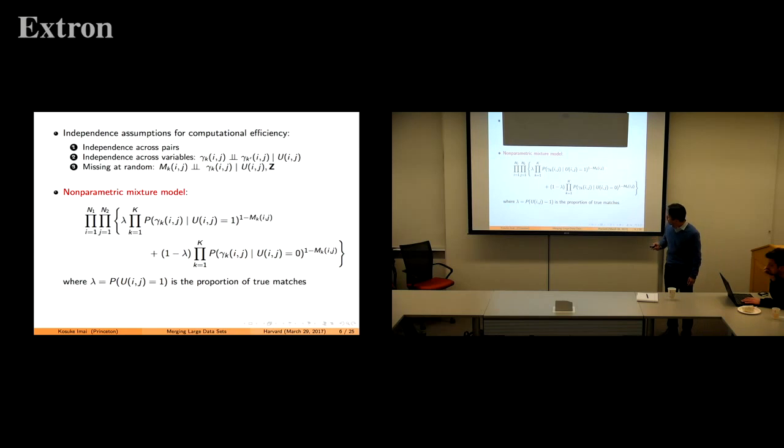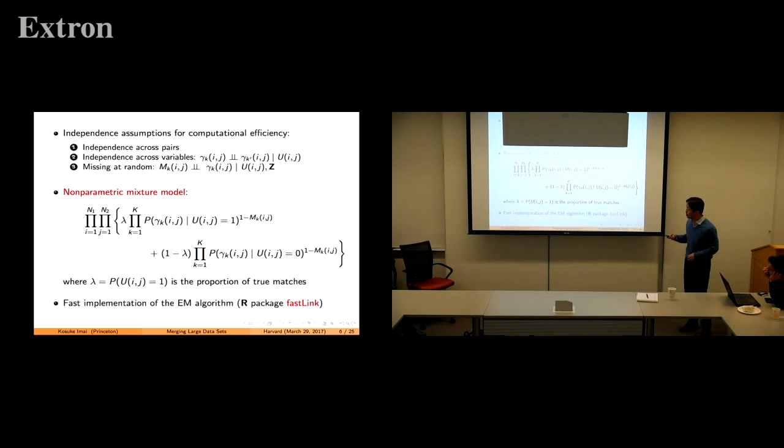Okay, so the model is just a very simple non-parametric mixture model where there are two categories. Either it's a match, and given the match, what's the probability of agreement for each field? Or given the non-match, what's the probability of agreement for each field? It's just a simple mixture model, and you can basically use the EM algorithm to do this calculation. All right, so I'm going to describe quickly how we implement this in a case where you have millions of records, so that it is scalable.